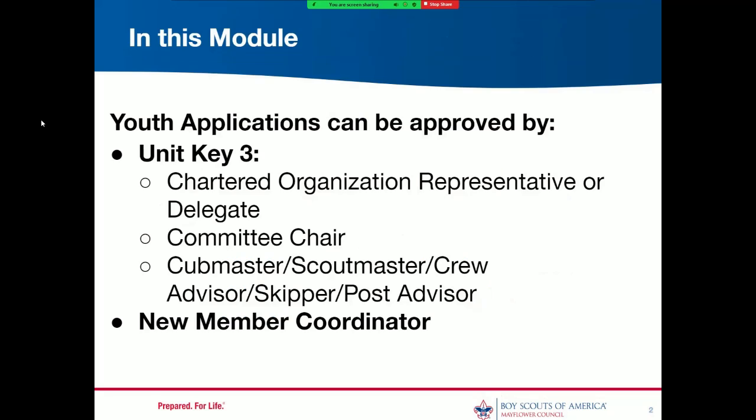In this particular module, we're going to be discussing accepting youth applications, which can be approved by your Unit Key 3, which is your chartered organization representative or delegate, a committee chair, or your leader, which would be a Cubmaster on the Cub Scout level, Scoutmaster for Scouts BSA, Crew Advisor for Venturing, Sea Scout ship skippers, or Exploring Post Advisors. Youth applications can also be approved by your new member coordinator.